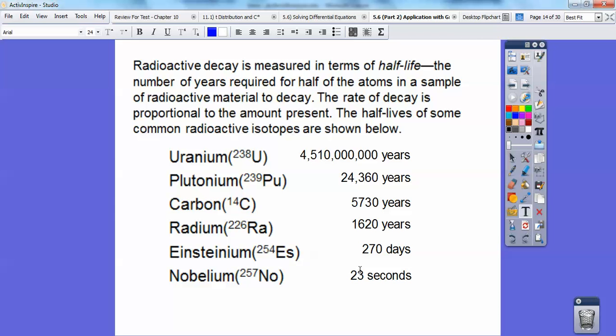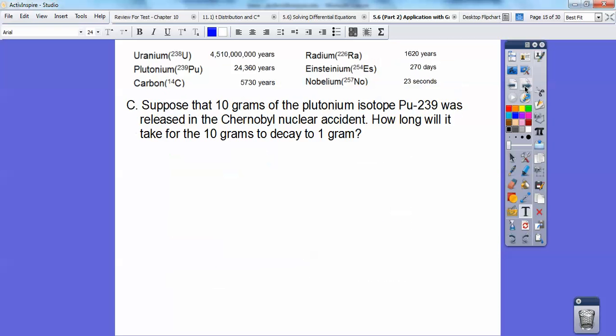So this is the half-life, how many years it takes, or how many seconds, or how many days it takes for the half-life right there. Okay, so let's use that. So suppose that 10 grams of plutonium isotope was released in the Chernobyl nuclear accident.